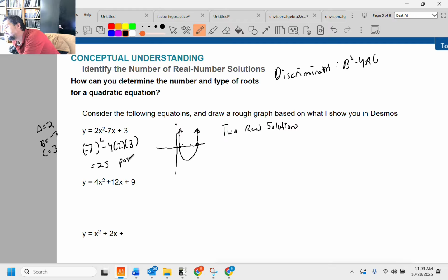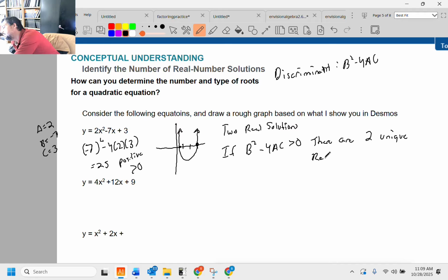This is positive, which means it's bigger than 0. So there's a rule about the discriminant. If b squared minus 4ac is greater than 0, there are two unique, because they are different, real solutions. So make sure that you're writing all of that down.